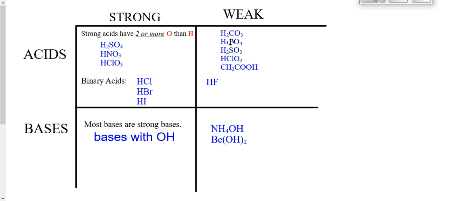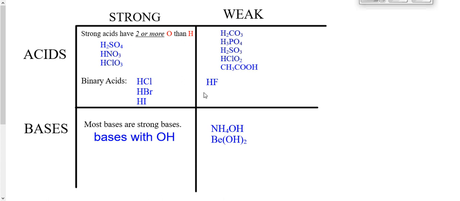What about for the acids that don't contain oxygens? Well, for the most part, our binary acids are strong acids. Hydrogen fluoride, however, is considered a weak acid. Remember, fluorine is the most electronegative element on the periodic table. Once it gets a hold of that hydrogen, it is not letting go. It does not readily want to ionize. So it's an easy one to memorize as the only binary weak acid.